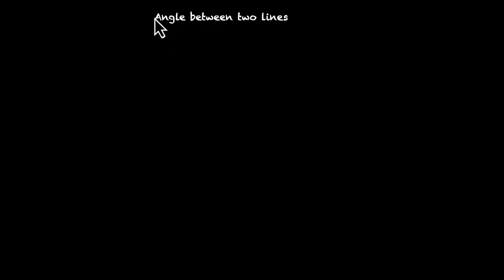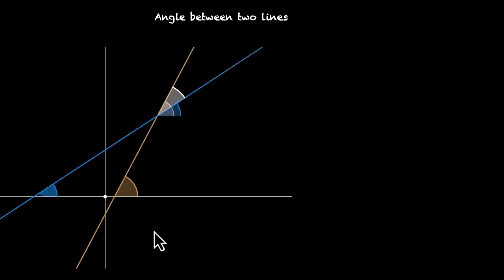In this video, we'll learn about the angle between two lines. So let's set things up. We have our x-axis, y-axis, and we have these two lines, blue and yellow, and they're intersecting at this point.